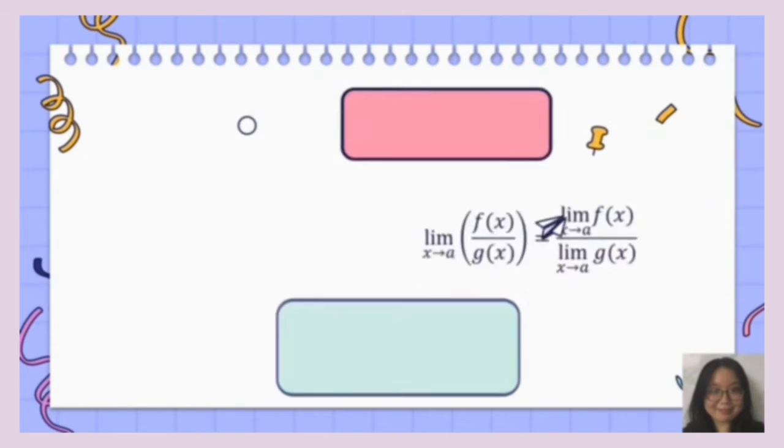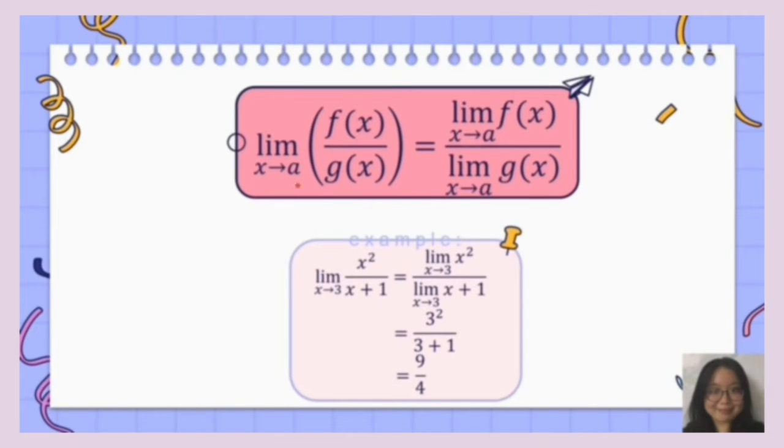The last property is limit x approaches to a, fx over gx. We can write as limit x approaches to a, fx over limit x approaches to a, gx. For example, limit x approaches to 3, x squared over x plus 1. We can write as limit x approaches to 3, x squared over limit x approaches to 3, x plus 1. As usual, substitute x equal to 3 and we got the answer 9 over 4.